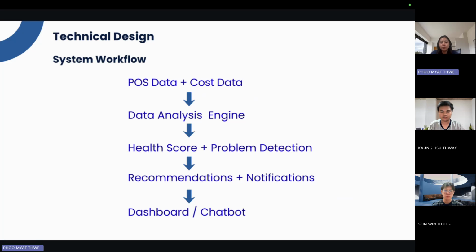With the chatbot, the owner can see the output of the overall score, and he can know very easily where the problem is. If he has some questions about the business, he can use the chatbot to ask where the problem is and how to fix the problem, and our system also recommends and shows where the pain point is.